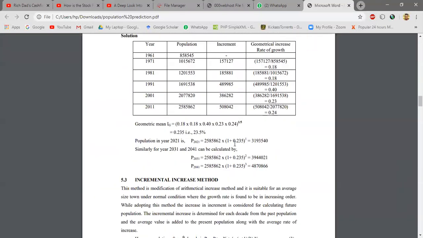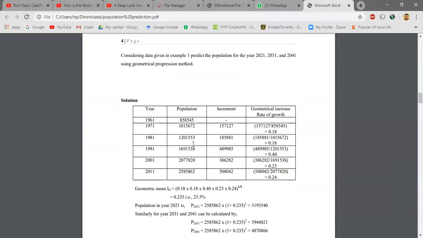Now here you can see this is a sample example calculation we did to get the Ig value. So you don't have to do that. You can take this value 23.5 straight away and substitute it into the equation.